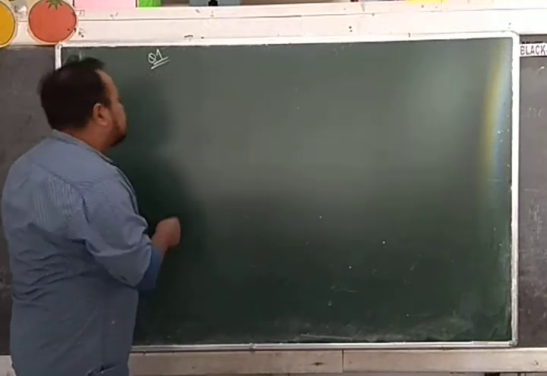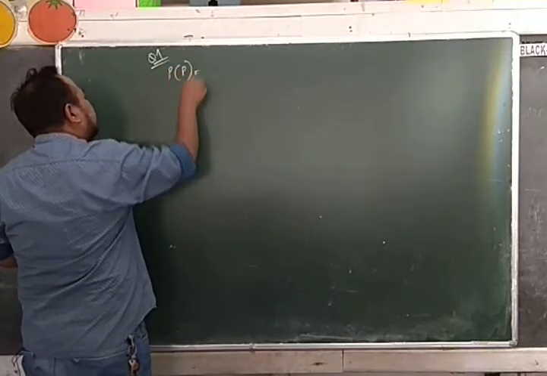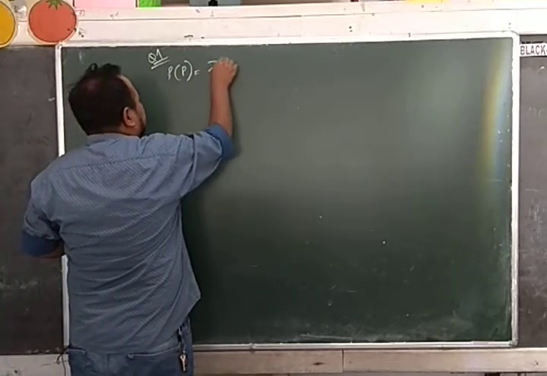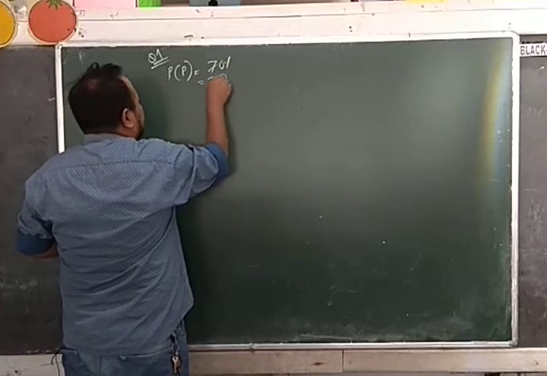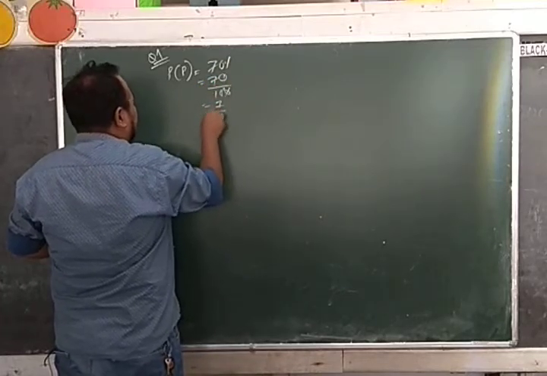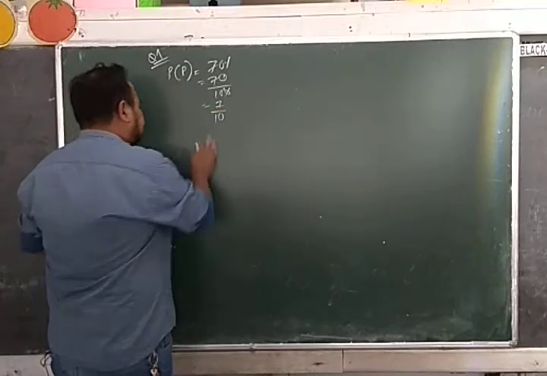Okay, so there are two persons. The probability that P is going to speak the truth is 70%. This is given, 70%. So 70 divided by 100 is equal to 7 by 10. So out of 10 chances, there are 7 chances that P is going to speak the truth.